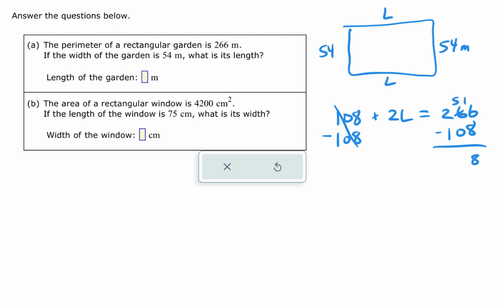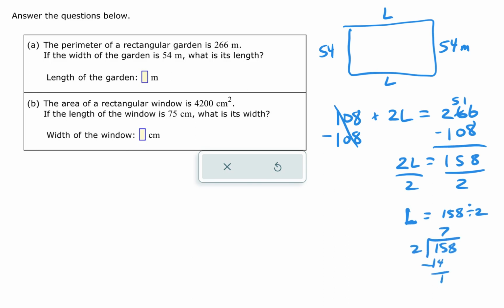Do some regrouping. So we got twice the length is 158. We can divide both sides by 2. That gives us just the length. 1L is 158 divided by 2. 158 divided by 2 is 79, and there'll be no remainder. So our length is 79 meters.